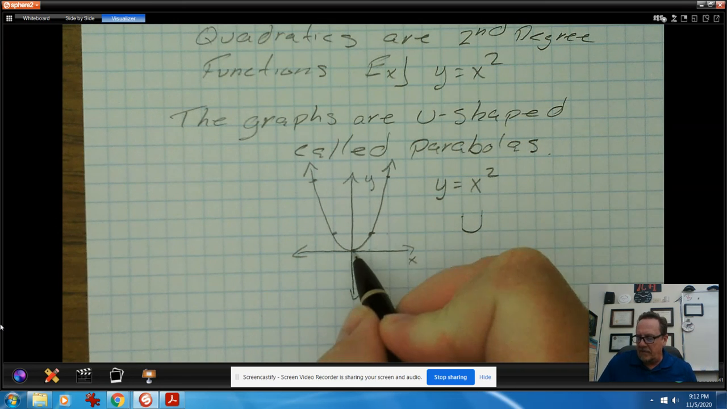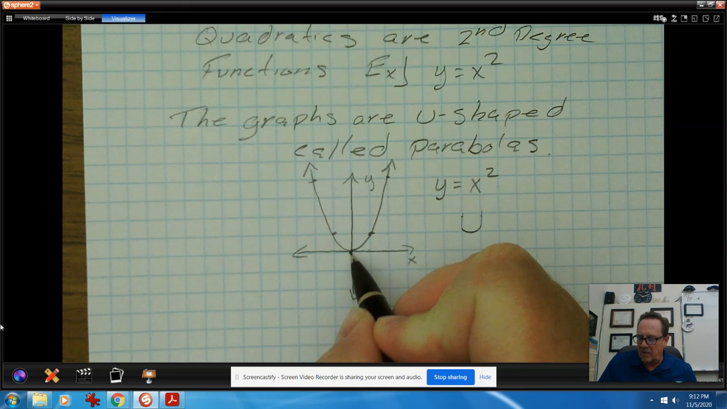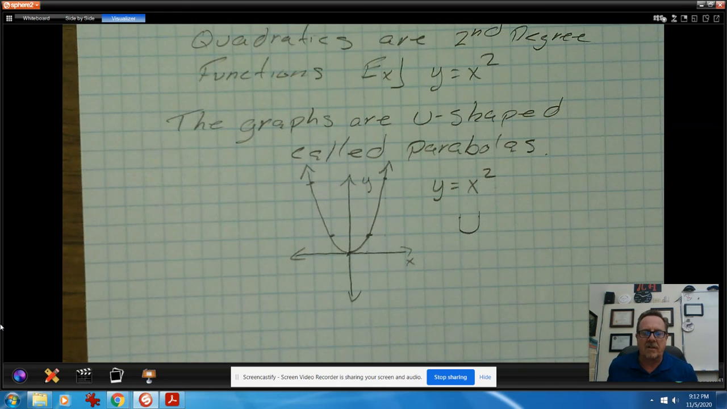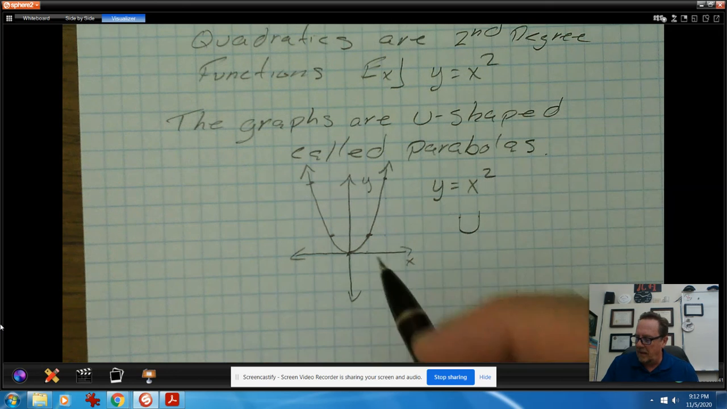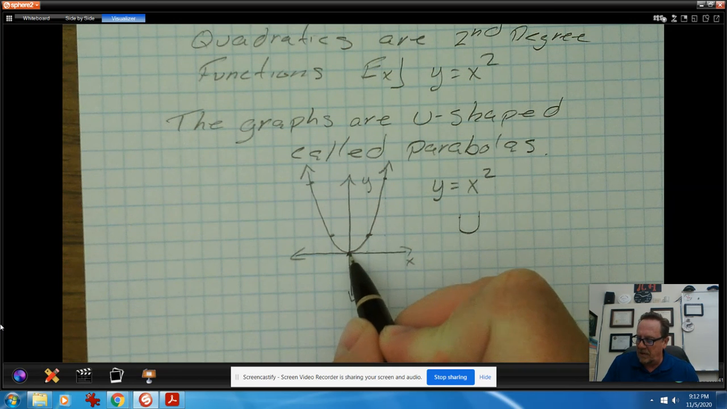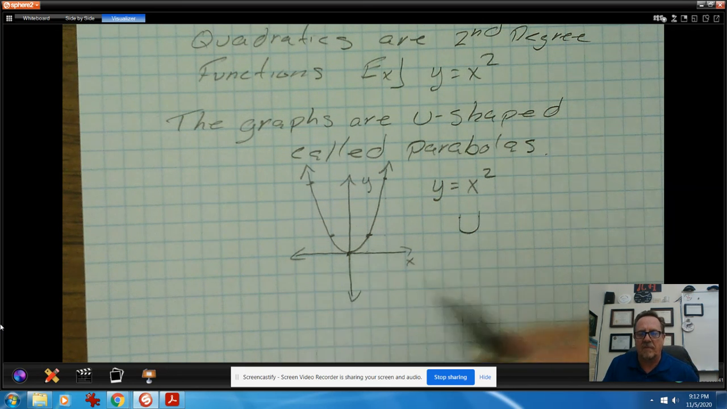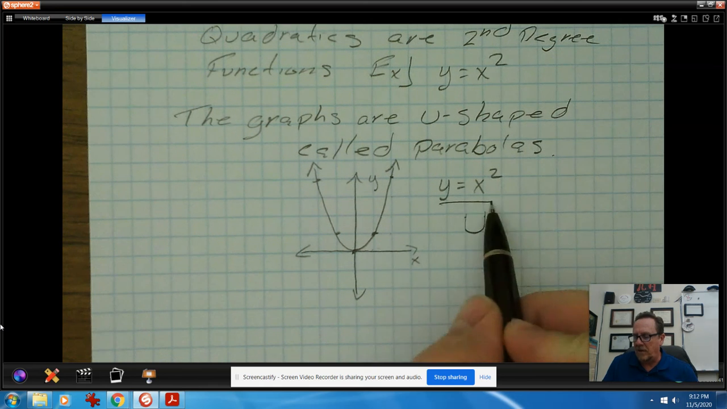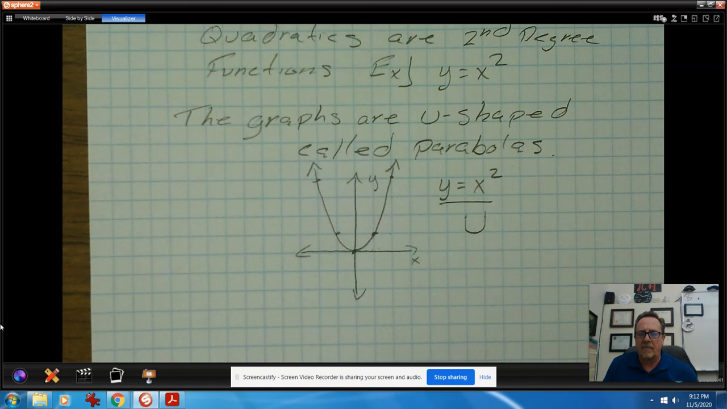But the vertex of it is centered at the origin. Remember, the origin's the intersection of the x and y axes. And so the tip of the U, which we call the vertex, is going to be sitting right there at the point (0, 0), the origin, on this particular function, y is equal to x squared. But I can move that around.